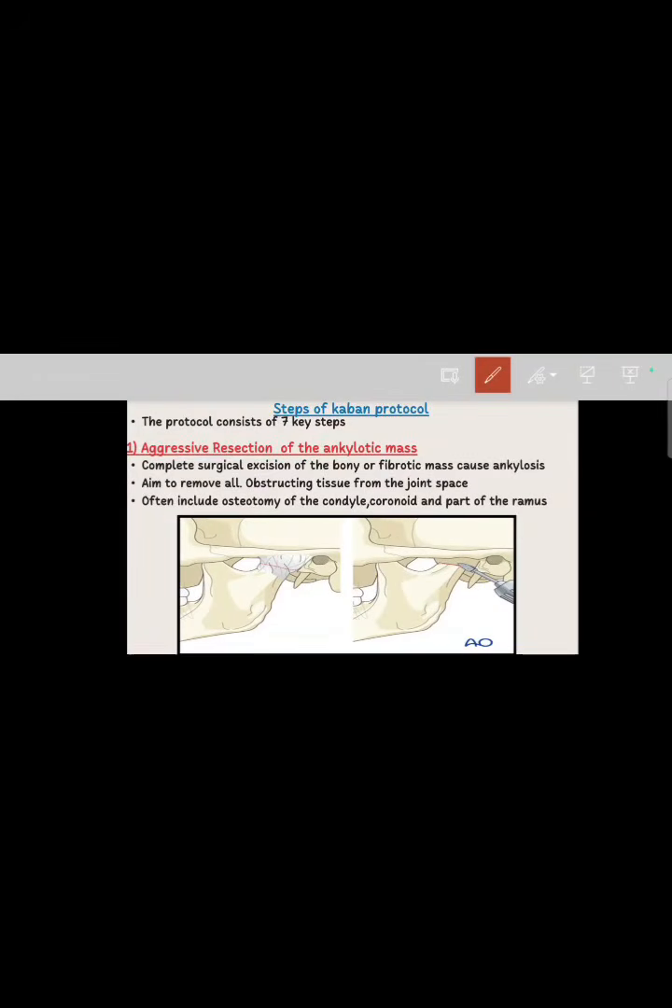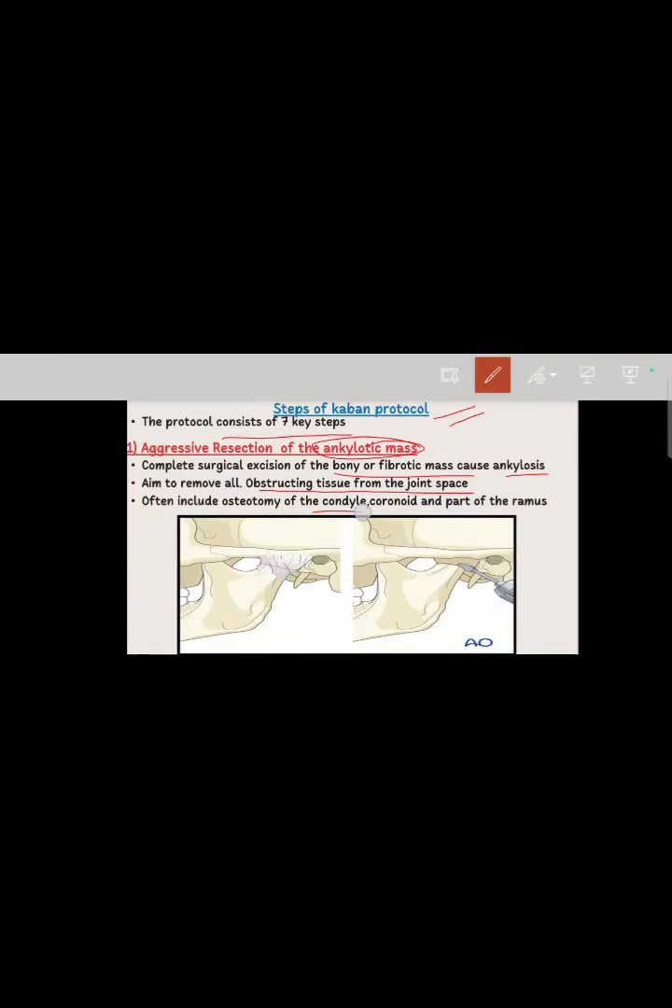Now the steps of Kaban protocol, which is very important. The protocol consists of the 7 steps. Step 1, aggressive resection of the ankylotic mass, means complete surgical removal of the bony or fibrotic mass which is causing ankylosis. It aims to remove all obstructing tissue from the joint space.